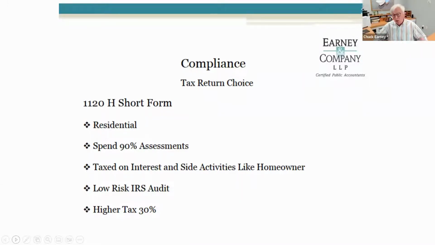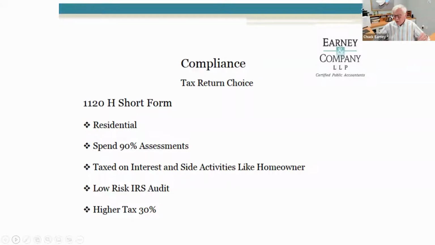And you get to choose a short form, but it's got a higher rate, or what we call a long form, corporate form, which has a lower rate, but it's much more complex. You need somebody to guide you in making that decision. It is crucial. The short form, briefly, is only for residential. You can't use this if it's commercial, if it's a commercial HOA.